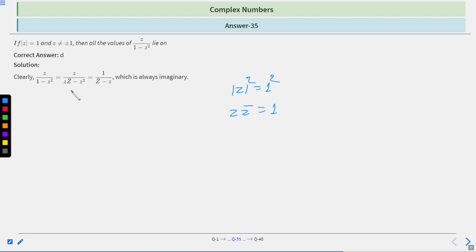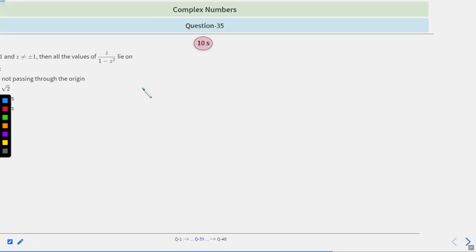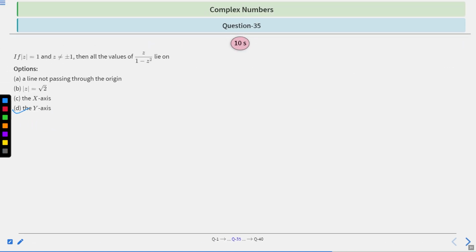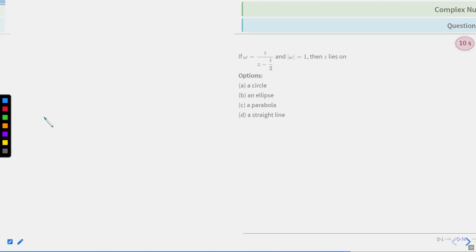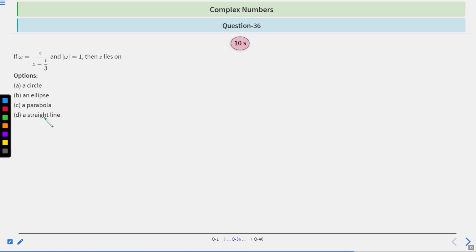Now after taking z as common, z will cancel out from numerator and the denominator. We will get 1 by z bar minus z. Now z bar minus z is always imaginary, right? So 1 by z bar minus z is always imaginary. Clear? So on the y-axis, on the imaginary axis, right? So this z upon 1 minus z square will lie on the y-axis. Let's discuss the next question, question number 36.